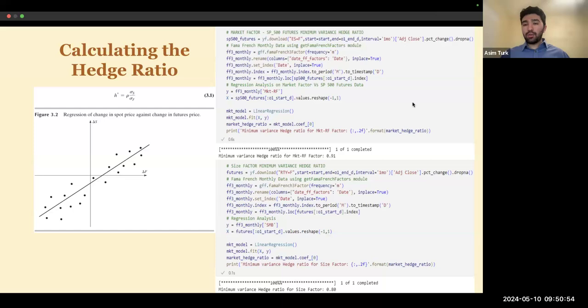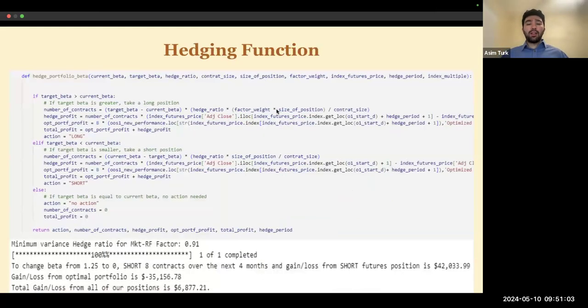Once we calculate the hedge ratio, we can start our hedging. We can create our hedging function and hedge our whole portfolio or parts of our portfolio, and this is how we did it. Actually, the function that we wrote is not just for hedging. It can also do leveraging.